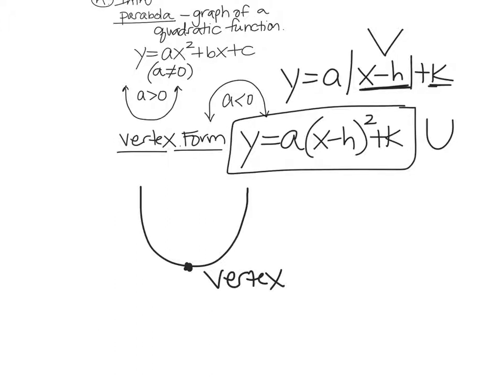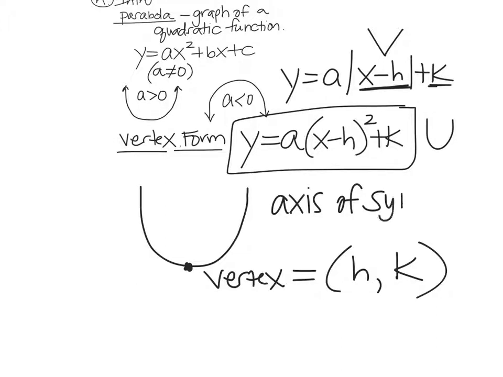And if your parabola is in vertex form, the vertex is at the point (h, k). And then you also have something else that's special, and that's called the Axis of Symmetry. The Axis of Symmetry is the imaginary line that you can envision that takes your parabola and splits it right down the middle.